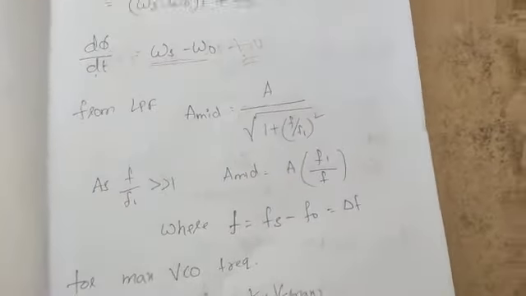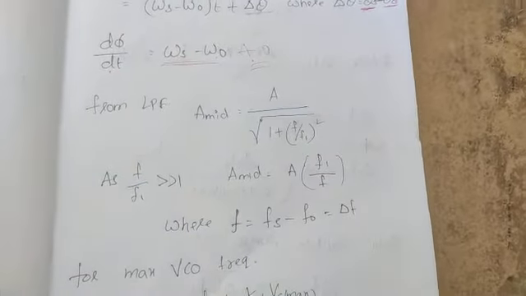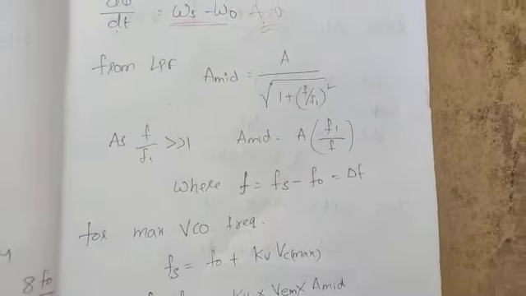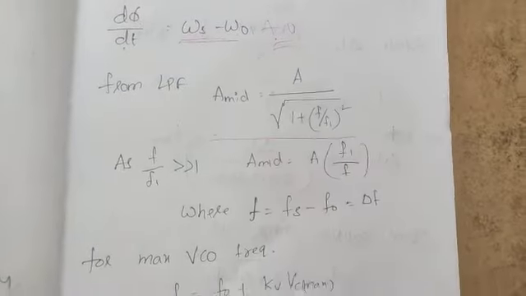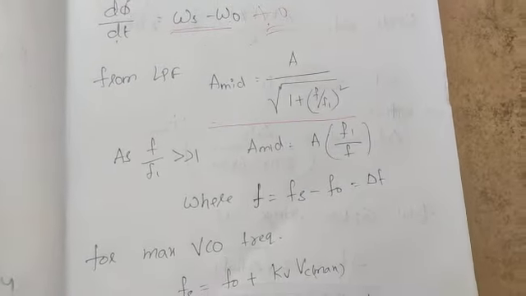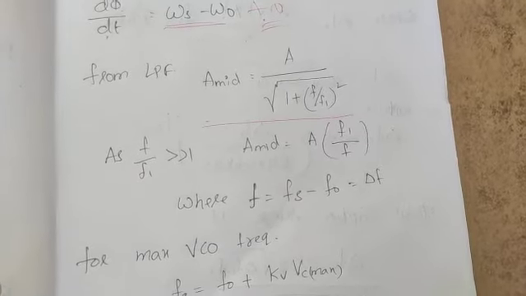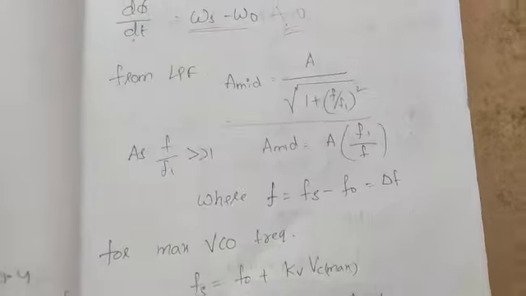Next, after the phase detector, you make the signal pass through the low pass filter. For the low pass filter we need not explain in depth, because we know that the mid-band voltage gain A mid is equal to A by the square root of 1 plus (F by F1) whole squared, where F is the new frequency.